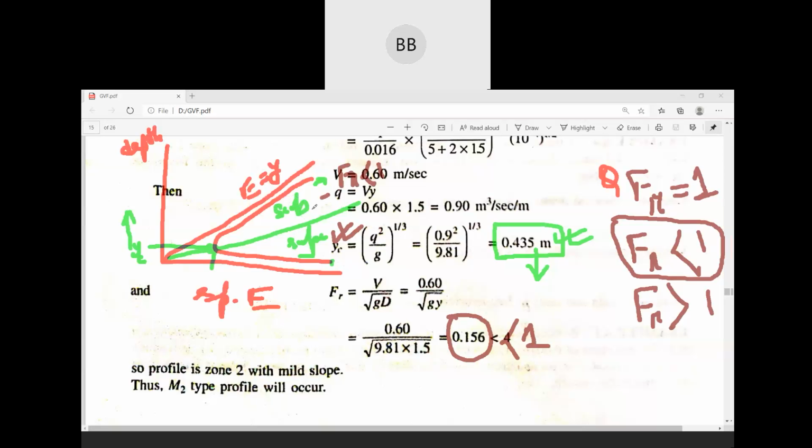Okay, so our flow is in subcritical, and in subcritical we all know our depth of flow is always greater than the yc value. From this diagram you can easily identify that if a flow is subcritical, then the depth of flow is greater than the yc value. That means your yn, or whatever the depth value, is greater than your yc.